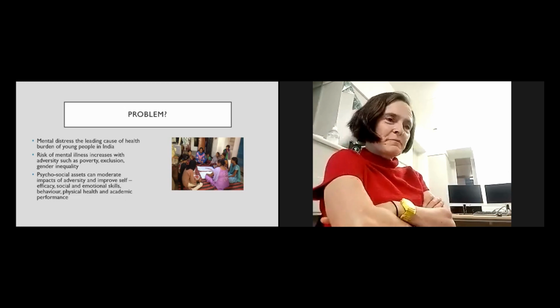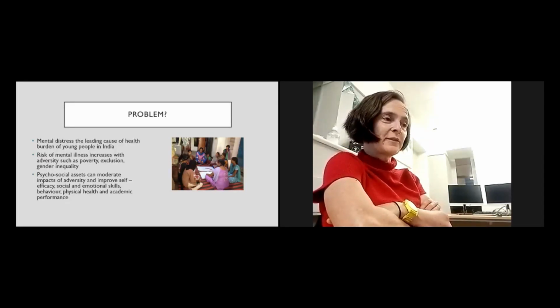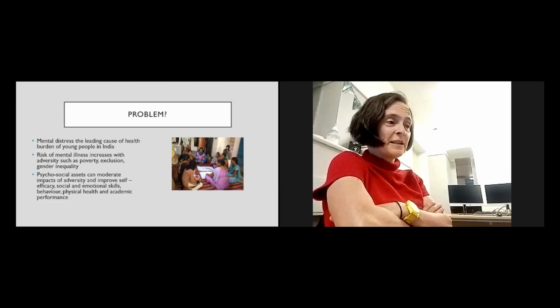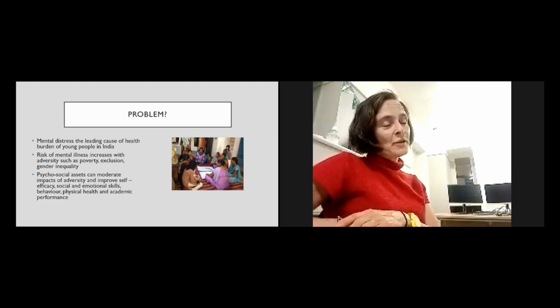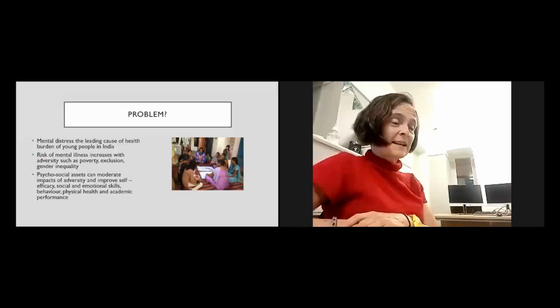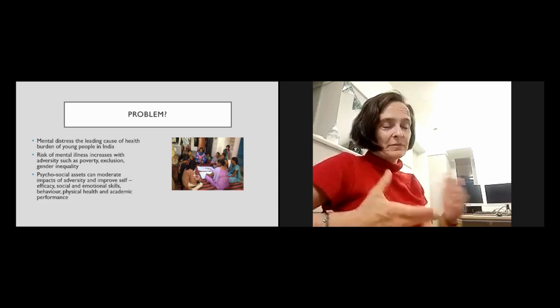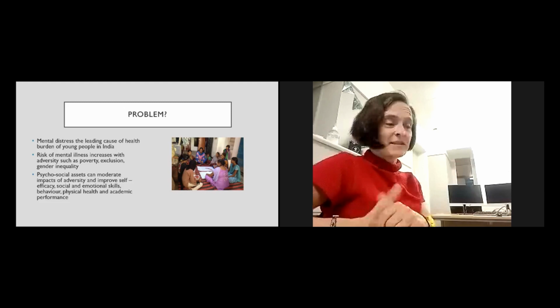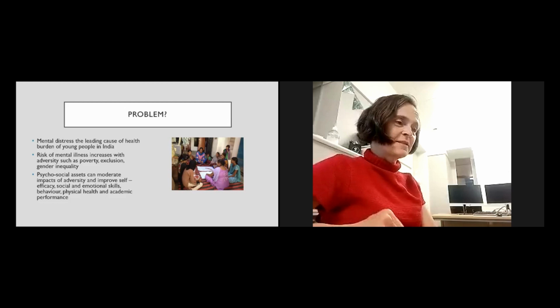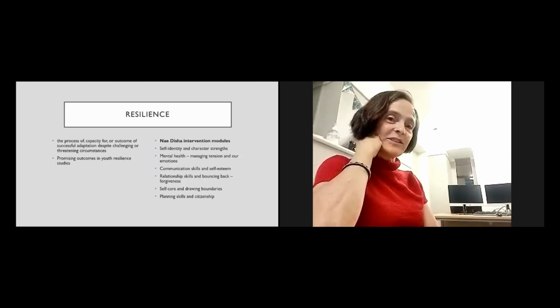So the problem that sort of set us going on this was, we know that mental distress, mental ill health, is the leading cause of poor health in young people in India. And that when people have difficult lives, like being poor or having an excluded social identity like gender, they have an even higher risk of mental ill health. But we also know that when people can build their psychosocial assets, like having skills in planning or positive thinking or emotional regulation, they can have improved outcomes in terms of mental well-being and impacts on things like school attendance, physical health, and many other ways of living. And so we've got an intervention called Nidisha. Nidisha means new pathways.